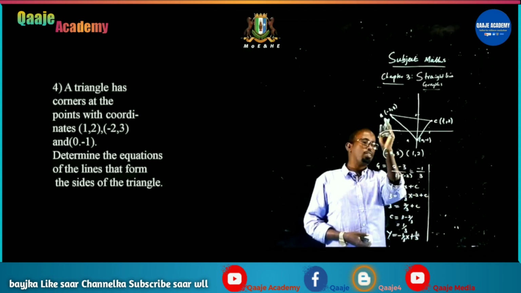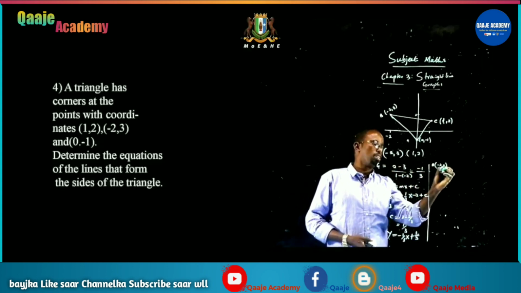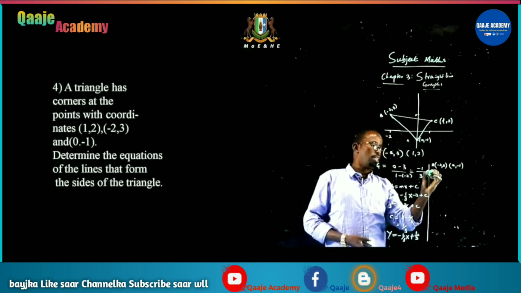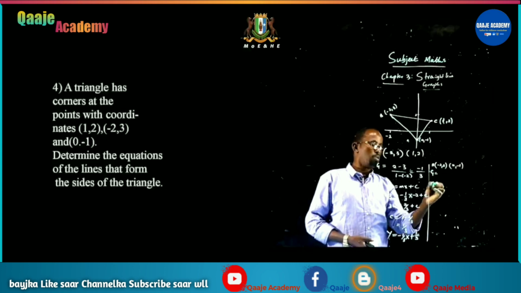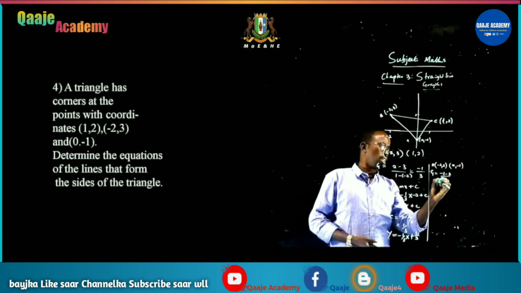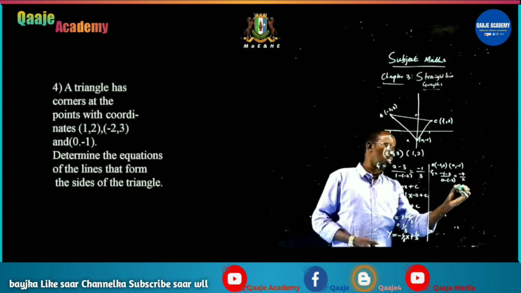The second line will be BA. B we have (-2, 3) and A we have (0, -1). So gradient will be change in y, that is -1 - 3, over change in x, which is 0 - (-2). You get minus 4 divided by positive 2. You get negative 2.